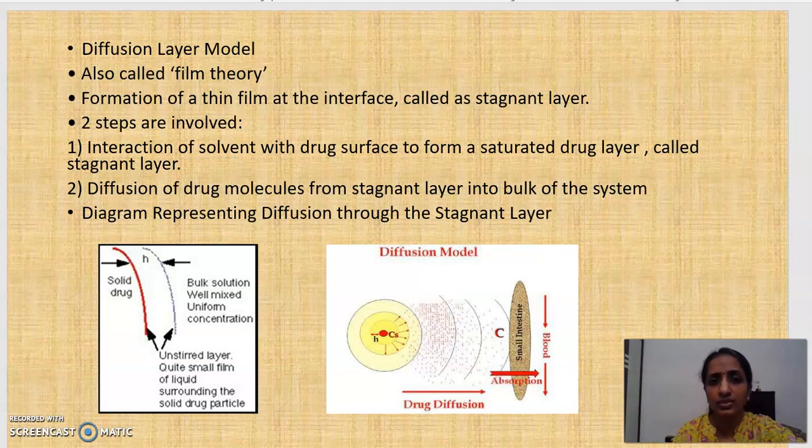This theory is also known as the diffusion layer model or the film theory. Here there is formation of a thin film at the interface called the stagnant layer, which can be seen in the figures below. The interface is considered as the surface of the dosage form and the vehicle, which is your dissolution medium. The two steps involved are interaction of solvent with drug surface to form a saturated drug layer, which is called the stagnant layer, and diffusion of drug molecules from the stagnant layer into the bulk of the system.